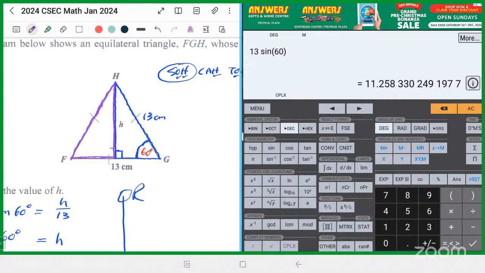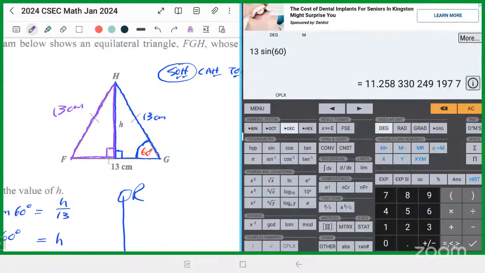This is still 90 degrees. This side is still 13 centimeters. But now, because this vertical line divides the base equally, this side is 13 over 2, or 6.5. This side is 13 over 2 centimeters.